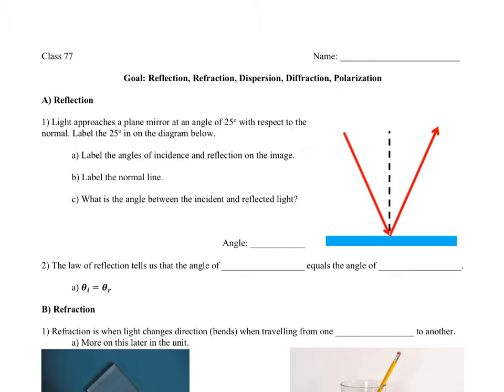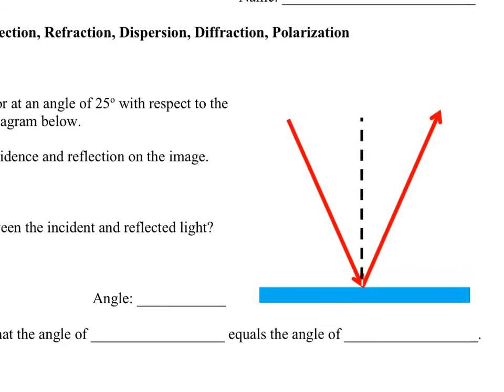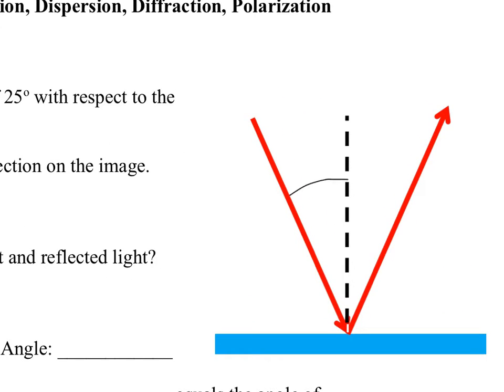So looking at reflection, light approaches a mirror at an angle of 25 degrees with respect to the normal. Label the 25 degrees on the diagram below. So it's really important. The hardest part about the law of reflection is identifying the angle of incidence and the angle of reflection. So this right here is our angle of incidence, theta I. That's 25 degrees. It's always measured with respect to the normal, which is this dotted imaginary line perpendicular to the surface of the mirror.